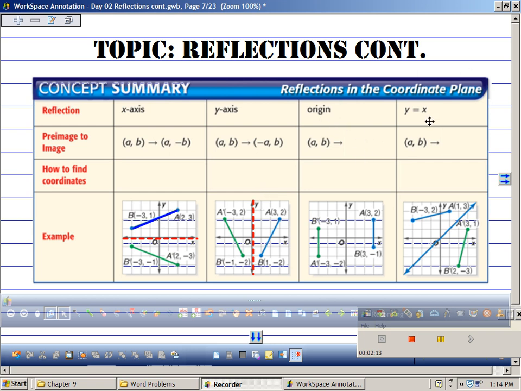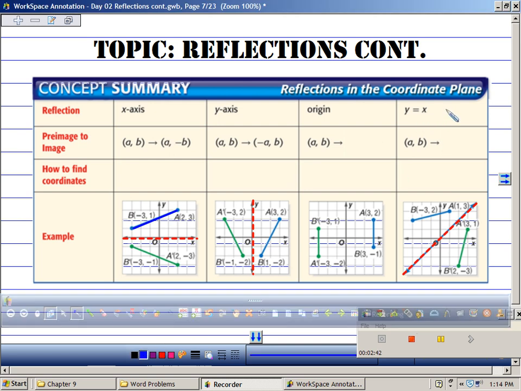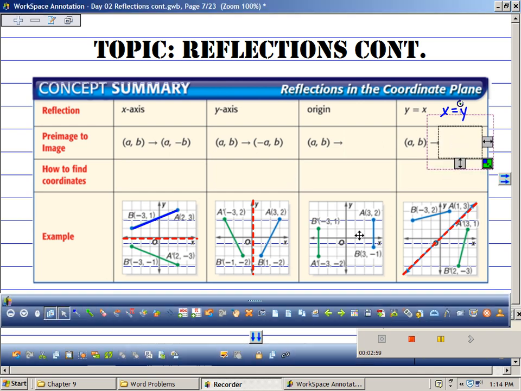Let's skip the origin. Let's go to y equals x. Y equals x is this line right here. Correct? And we talked about yesterday that if y equals x, couldn't they change places and still be the same thing? Isn't y equals x the same thing as x equals y? Correct. So what would this coordinate be? BA. They switched.